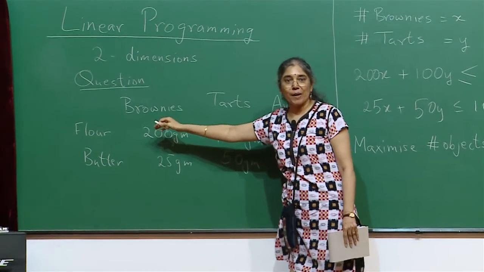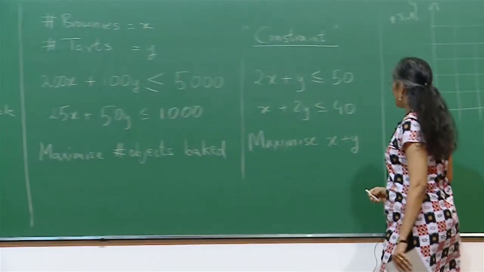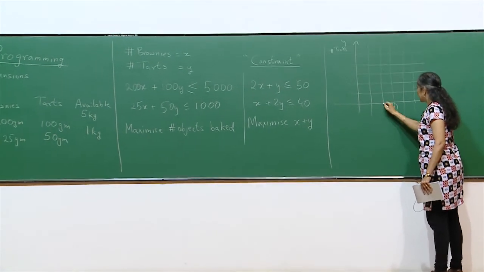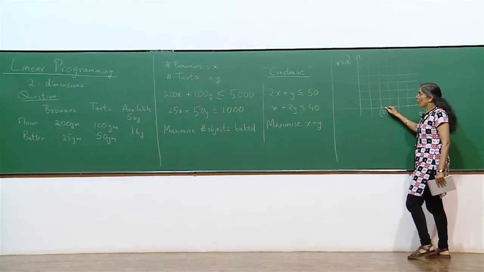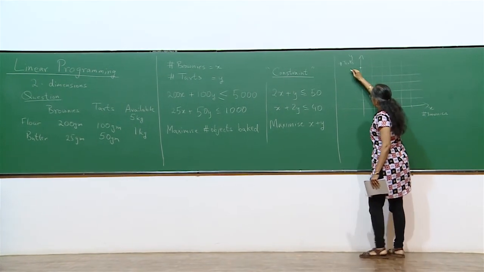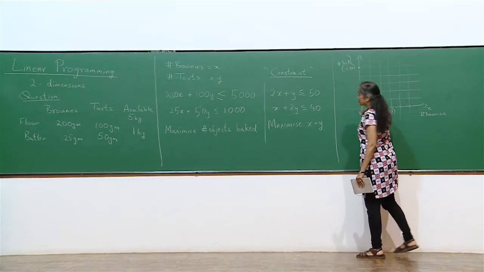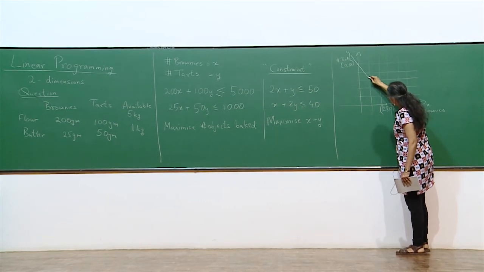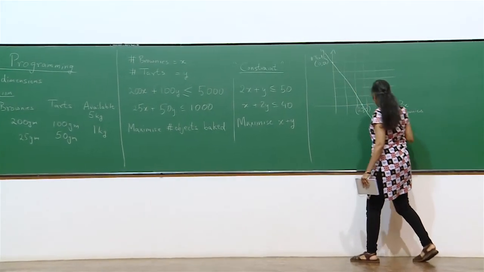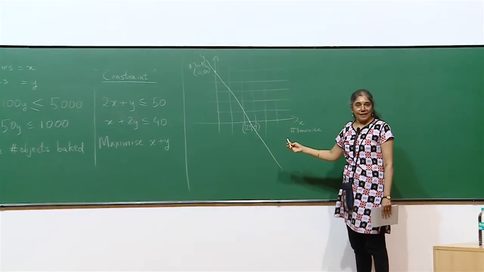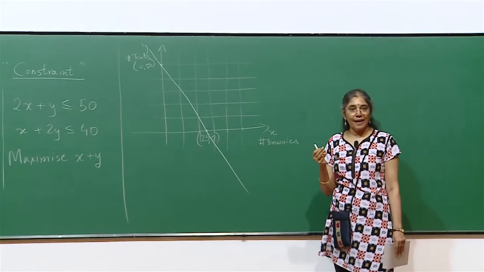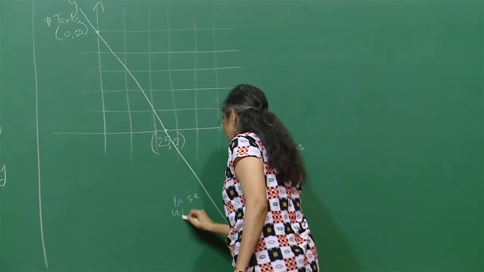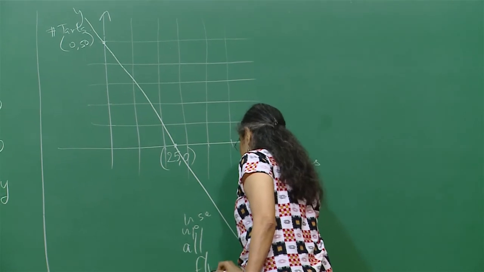Either make only brownies. In that case, how many brownies could be made? 25. So you could make 25 brownies but 0 tarts if you use up all the flour. Or you could make 50 tarts and not a single brownie. And now when we join these, I hope I join it correctly. Okay, here's this line. What does this line stand for? It stands for the possible values of x and y at which all the flour is used up. Right? So this is saying use up all the flour.